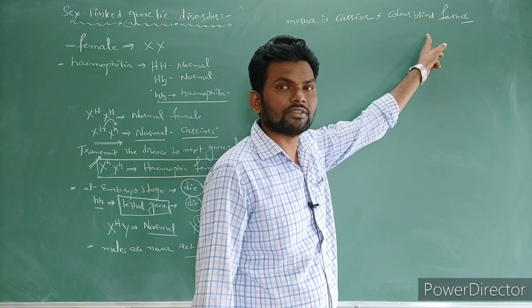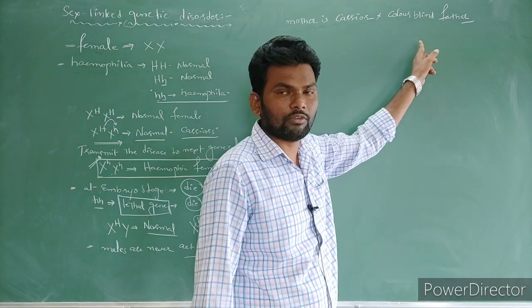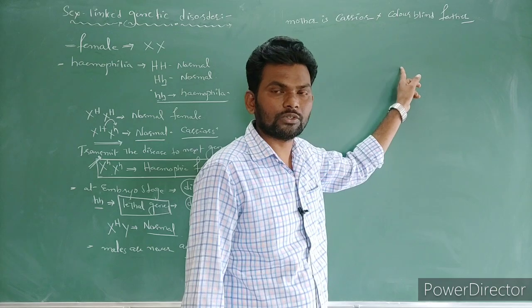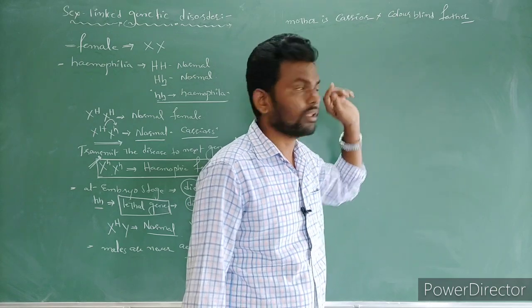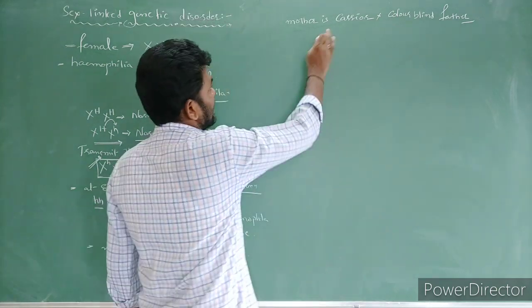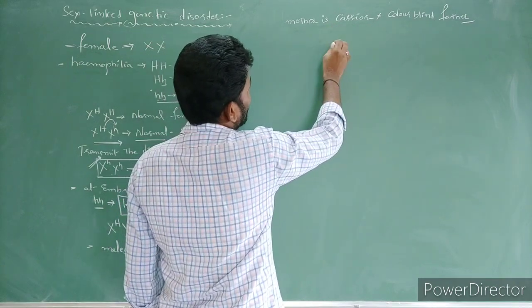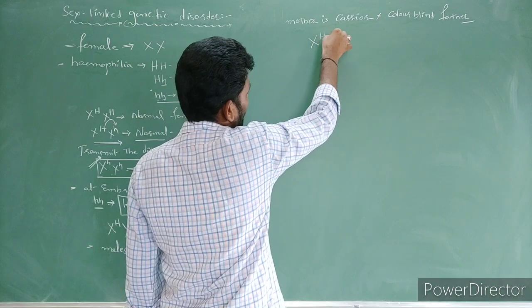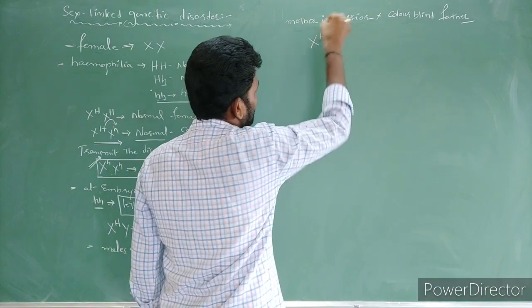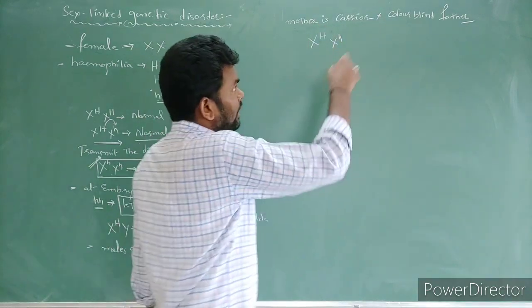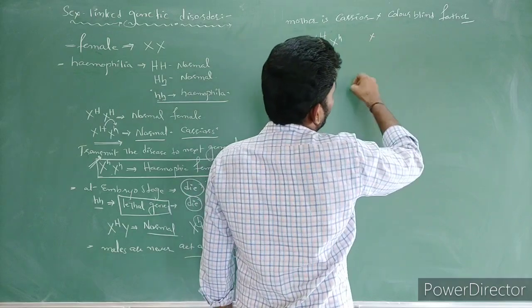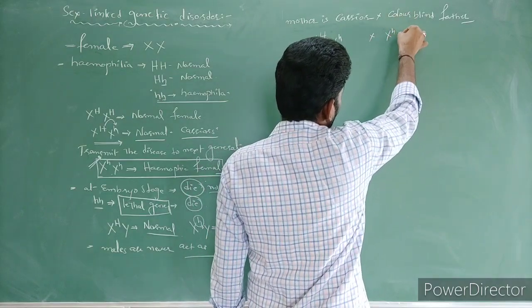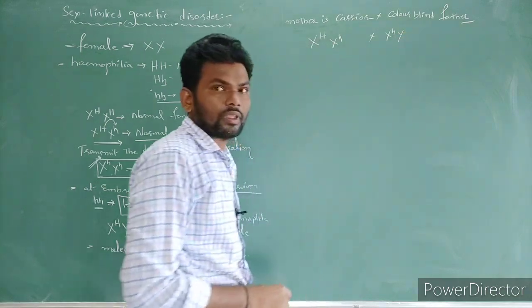Then the chance exists for the formation of a hemophilic female, but she does not survive in the society. At the embryo stage, she is going to die. Let's take a cross. Mother is what? Carrier. It means X capital H, X small h. And father is color blind, X small h and Y.